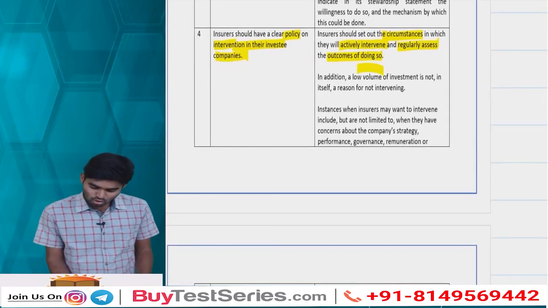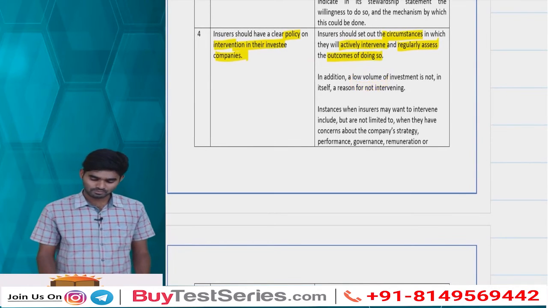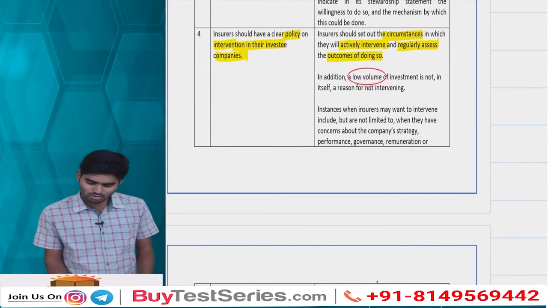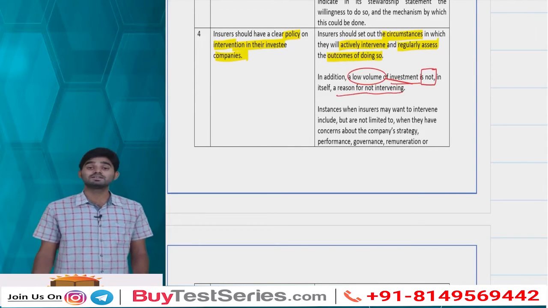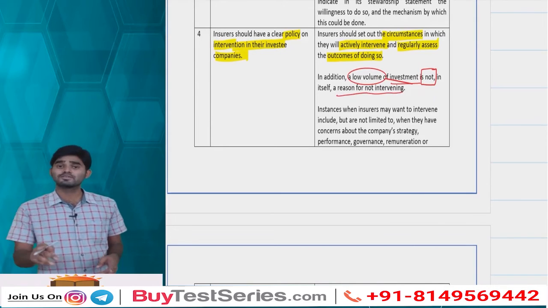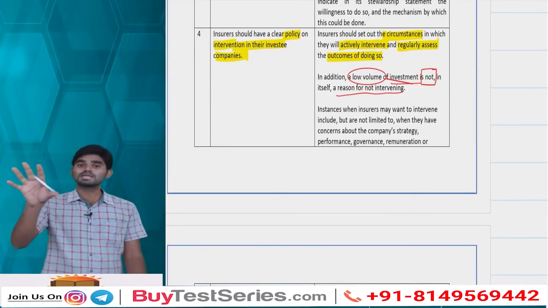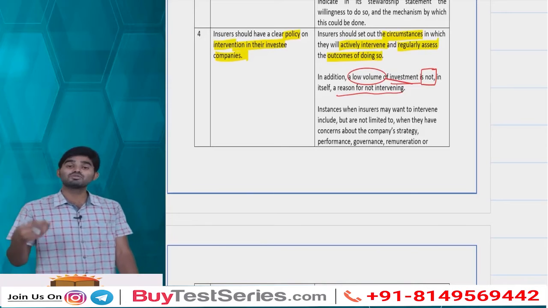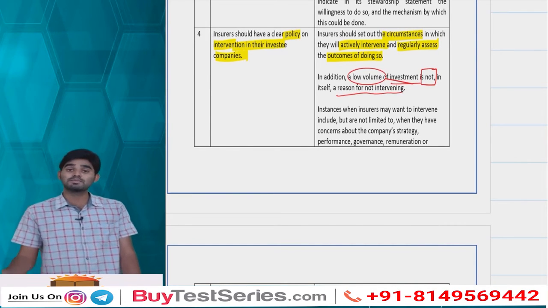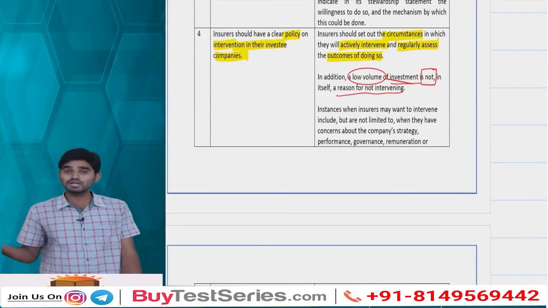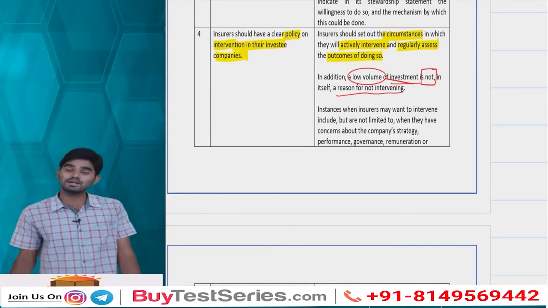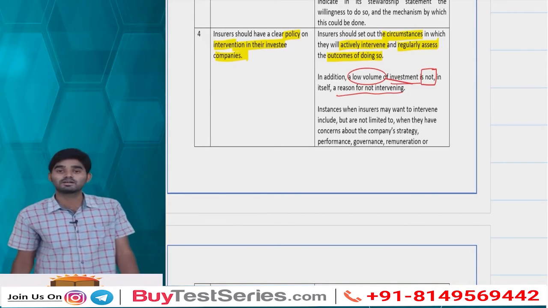In addition, a low volume of investment is not a reason for not intervening. Sir, irrespective of your investment amount, it's not about the equity investment here. It's not about the amount of investment you made. It is about the intervention you are making, so that it could be a benefit not only to your beneficiaries, but to the stakeholders at large, and at the end to economic development and societal change. Clear, everyone?